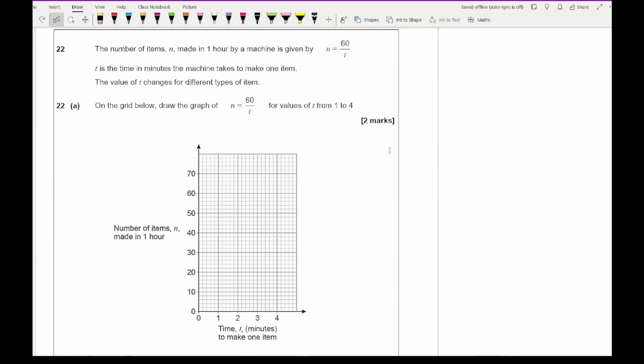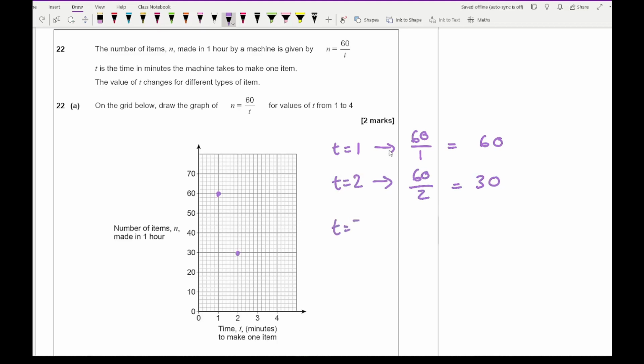The value of t changes for different types of item. For 22a, it says on the grid below, draw the graph of n equals 60 over t for the values of t from 1 to 40. So for this, what we need to do is write when t equals 1, we end up with 60 over 1, which is 60. So one coordinate is (1, 60), which is there. When t equals 2, we end up with 60 over 2, which equals 30. So it's going to be (2, 30), which is there.